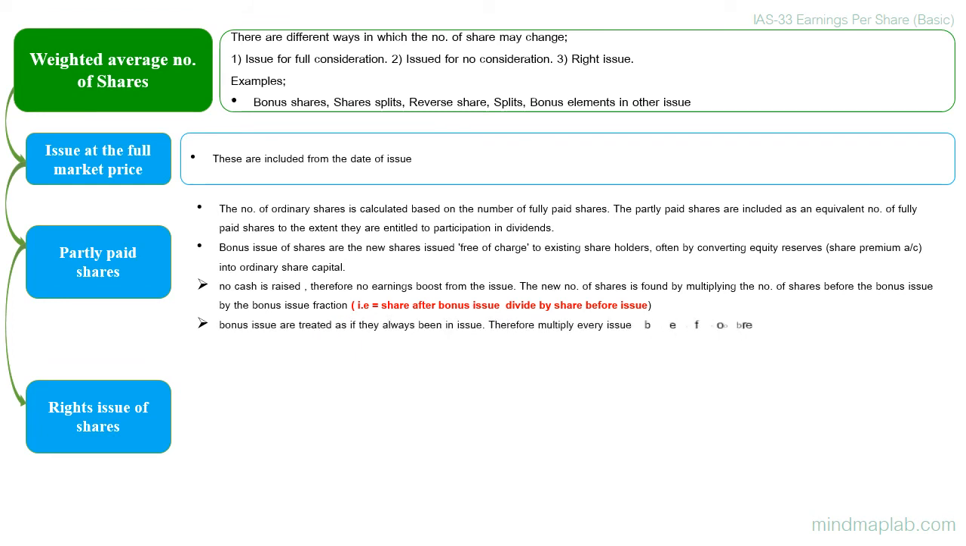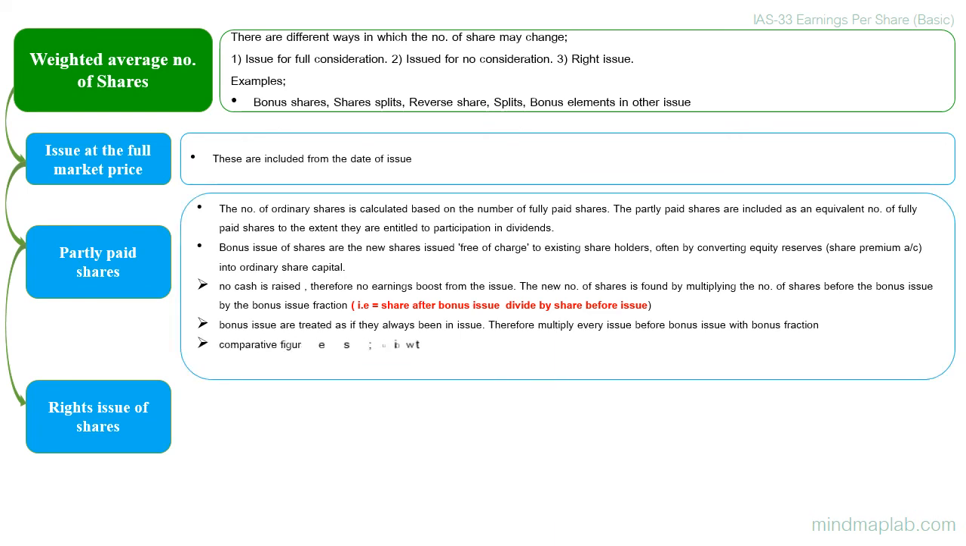Therefore multiply every issue before the bonus issue by the bonus fraction. For comparative figures, it would be misleading, as there is no earnings boost due to bonus issue. Therefore, previous year's EPS is restated by multiplying it by the inverse of the bonus fraction.